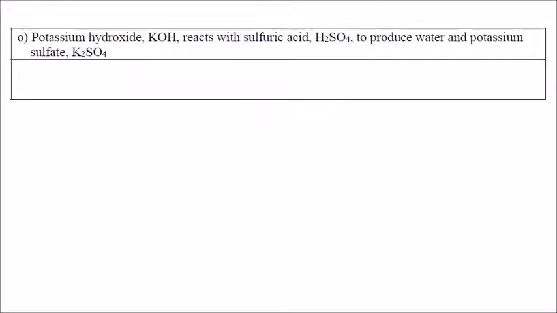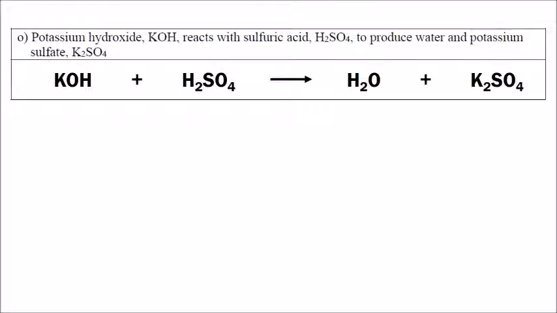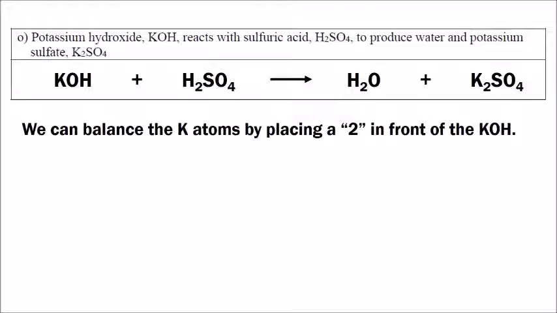For our next equation, we start with potassium hydroxide, KOH. It reacts with sulfuric acid, H2SO4. The products are water and potassium sulfate, K2SO4. We can balance the potassium atoms. There are 2 on the right. Let's place a 2 in front of the potassium hydroxide.